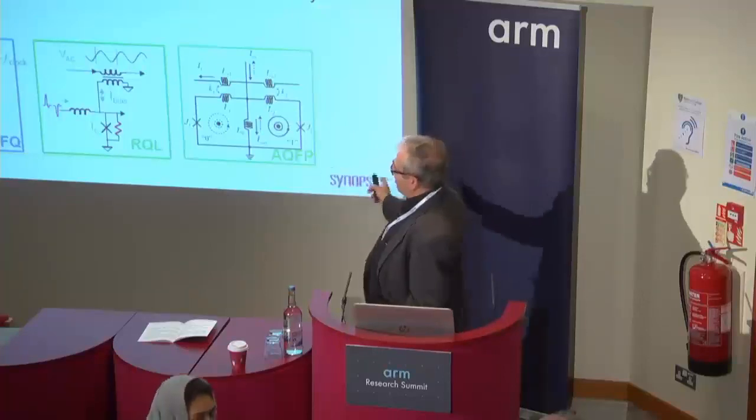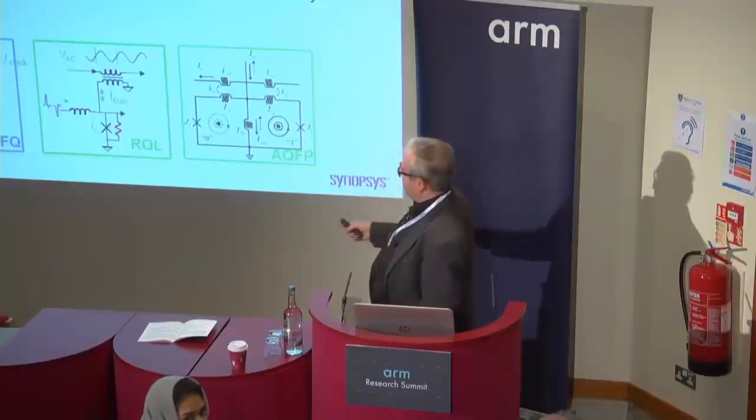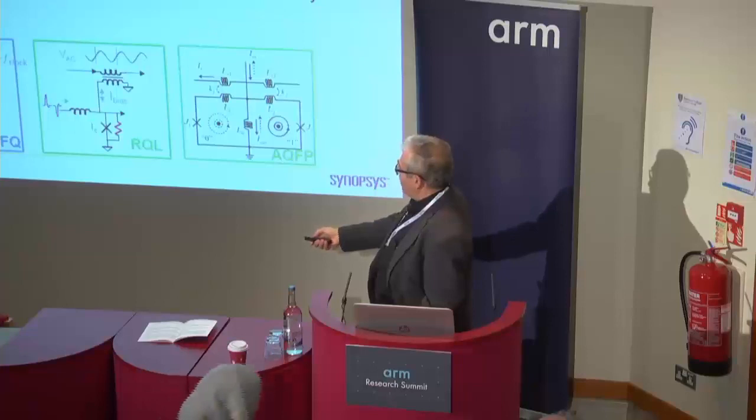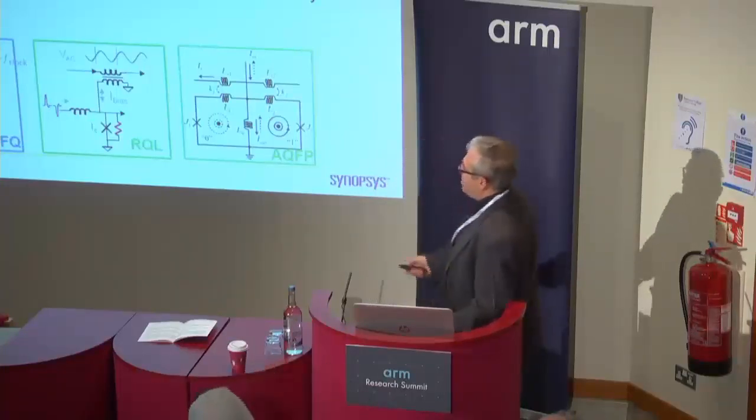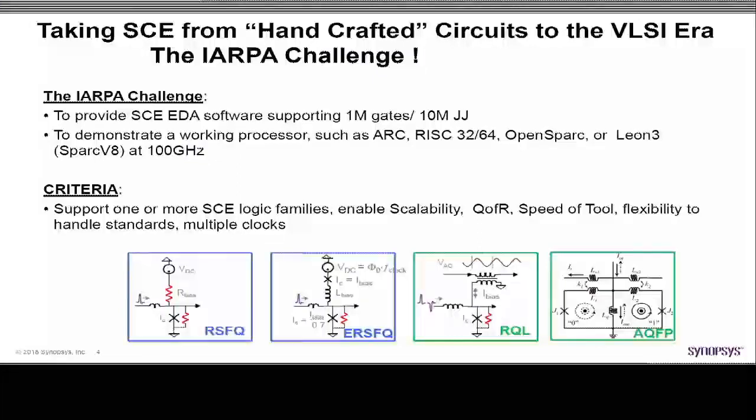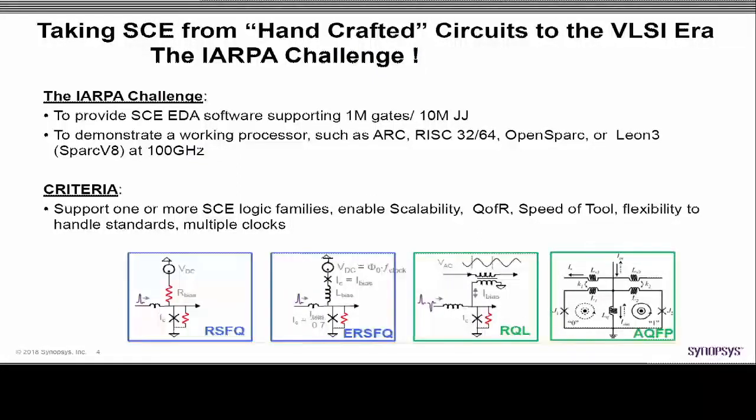The families we are pursuing, there are 4 famous families we are pursuing. The first 2 are really one and the same with minor changes. This is RSFQ, which stands for Rapid Single Flux Quantum, and ERSFQ is just the energy efficient one using a Josephson junction to limit the bias current.